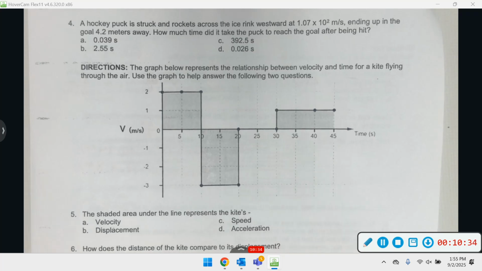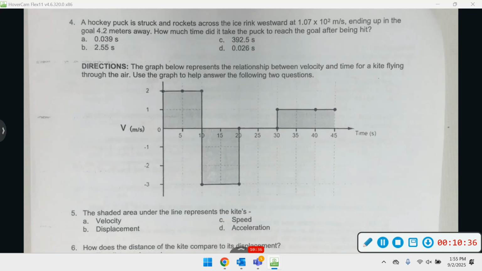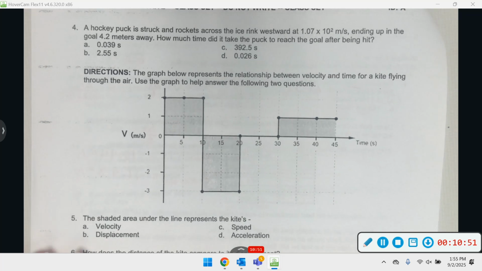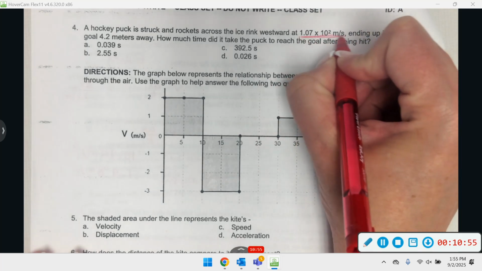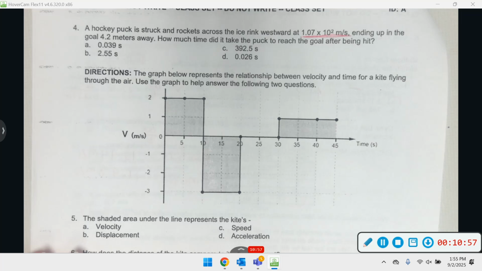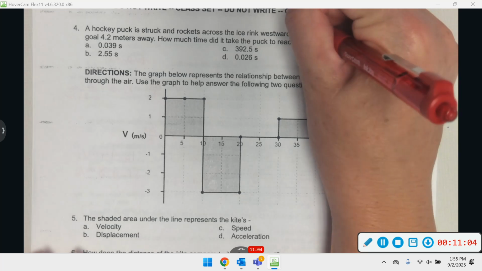Number 4 says a hockey puck is struck and rockets across the ice rink westward at 1.07 times 10 to the second meters per second, ending up in the goal 4.2 meters away. How much time did it take the puck to reach the goal after being hit? Again, start by labeling the information that is given to you in the question. They give us right here a value. They don't tell us what it is, but I know, and you should too, by looking at the units. Meters per second is a velocity unit. So this is a velocity.